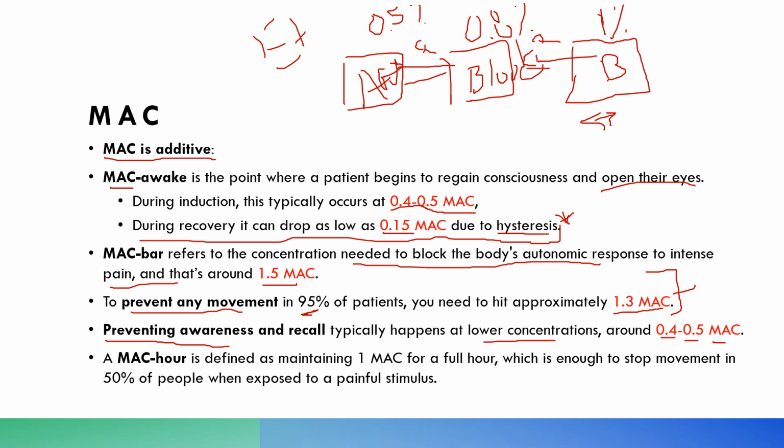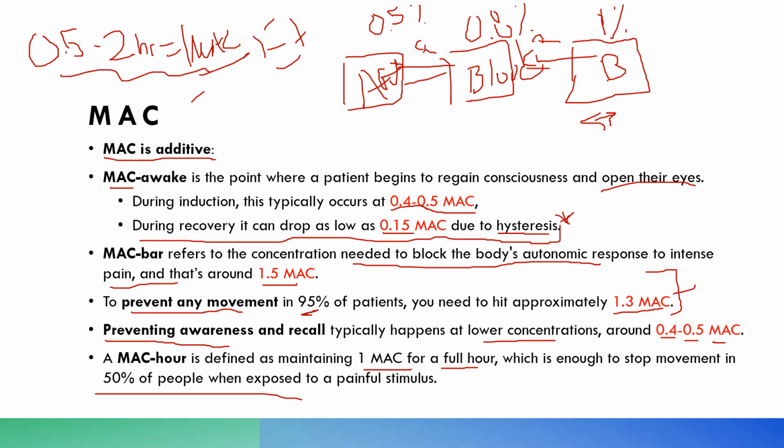And then we discussed the MAC hour. It's defined as maintaining 1 MAC for a full hour, which is enough to stop movement, like we said, in 50% of people. So a MAC hour could also be, if I'm at a half MAC for 2 hours, that's going to be 1 MAC hour. And this was a concern when we were discussing what gas? Sevo, because of compound A.